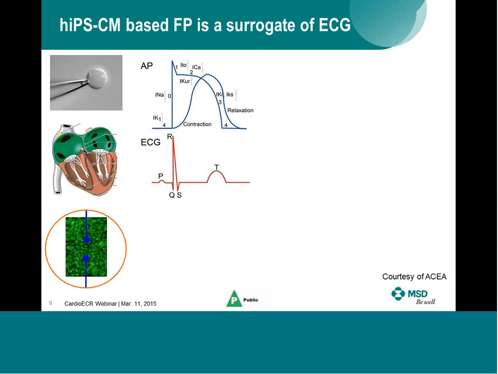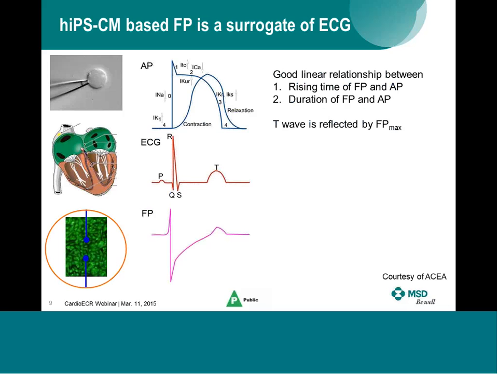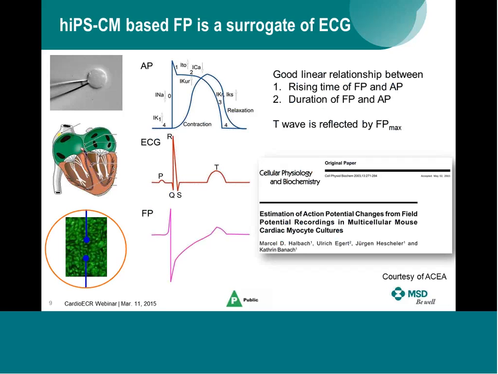And this is a syncytium of stem cell-derived cardiomyocytes beating together. The electrical signal from the syncytium measured with electrodes is the field potential. It's the ensemble membrane activity of all cardiomyocytes in the syncytium. And there are good linear relationships between the rising time of field potential and action potential, and the duration of field potential and action potential. The T wave is reflected by the field potential max.